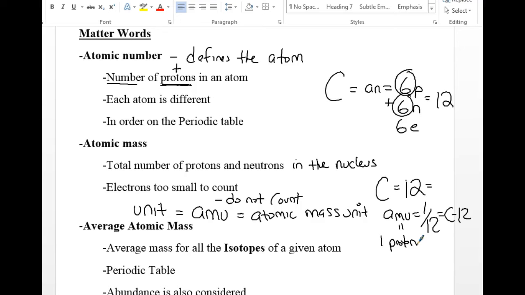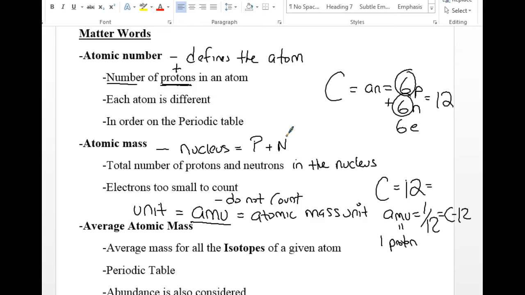Okay, so whenever they're talking about atomic mass, you're always going to see this AMU number, and you're going to need to count the protons and the neutrons in the nucleus. Okay, so atomic mass is all about the nucleus, and that's P plus N. So that's the first two: atomic number, atomic mass. Atomic number, how many protons? Atomic mass, the total number of protons and neutrons in the nucleus, and no electrons, don't count them, and the unit for that is AMU, or atomic mass unit.